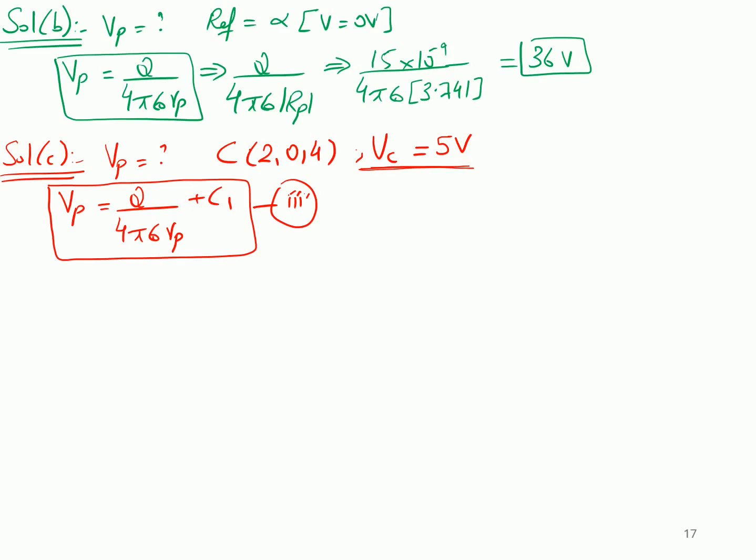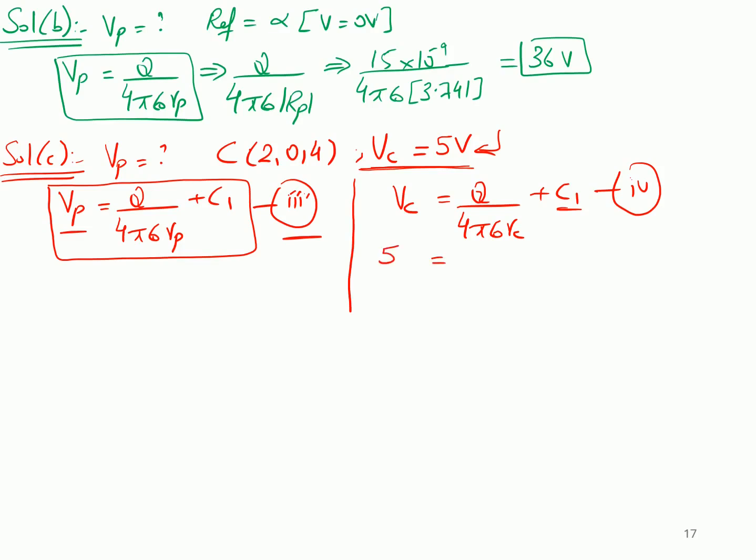Now in order to find C1, we need to do one more step. We need to first solve for this provided equation, which means let's first find the potential at C. So the potential at C is again going to be Q divided by 4 pi epsilon R at C plus C1. So what we are going to do is use equation number 4 to find the value of C1 and then incorporate the value of C1 into equation number 3 to get the unknown potential at P. So this means that the potential at C is 5 volts.